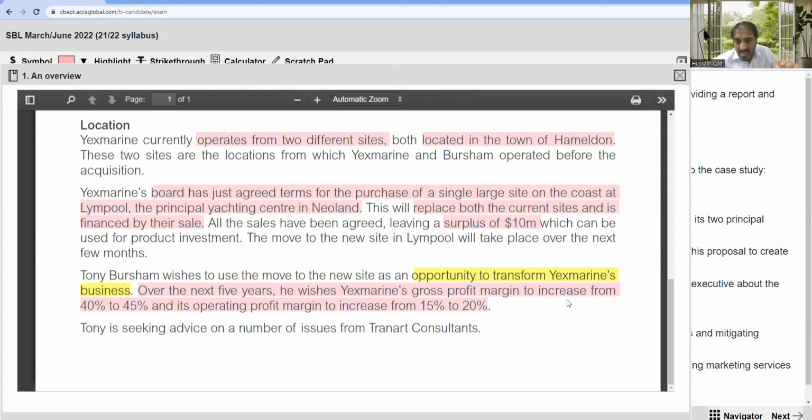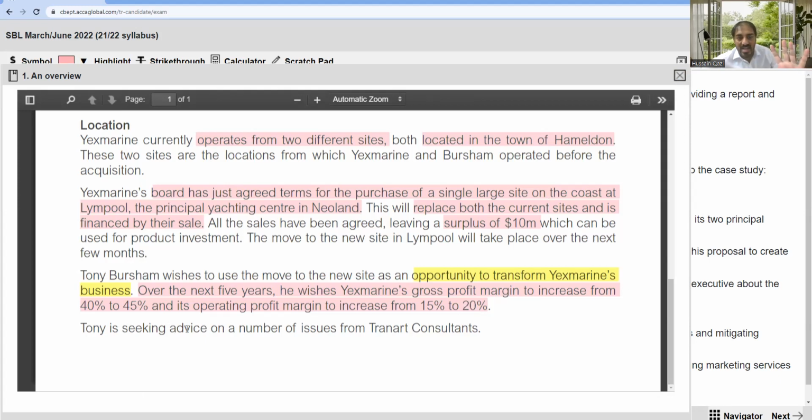And you must consider one point. The gap is 40 and 15, that's 25. They want to shift 45 to 20. The gap is still the same, 45 and 20, that's 25. 40 and 15, that's also 25. So they are not considering reducing this cost, reducing this gap, either with respect to the fixed costs or another one.